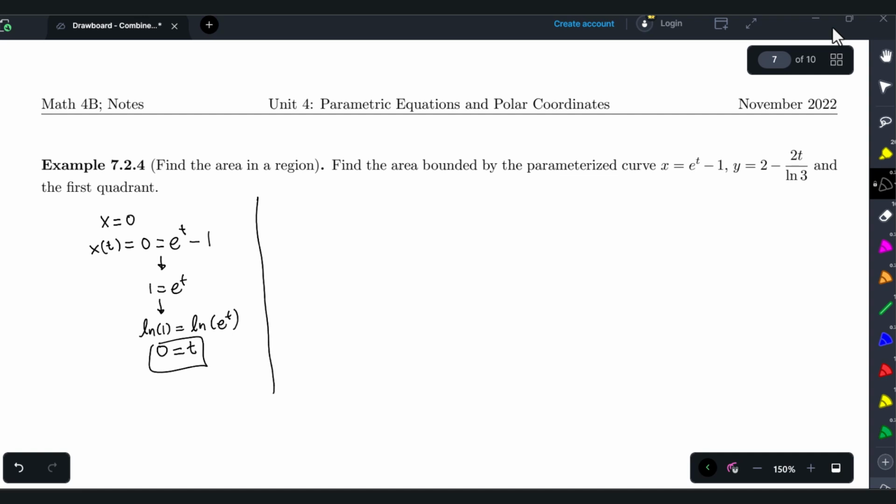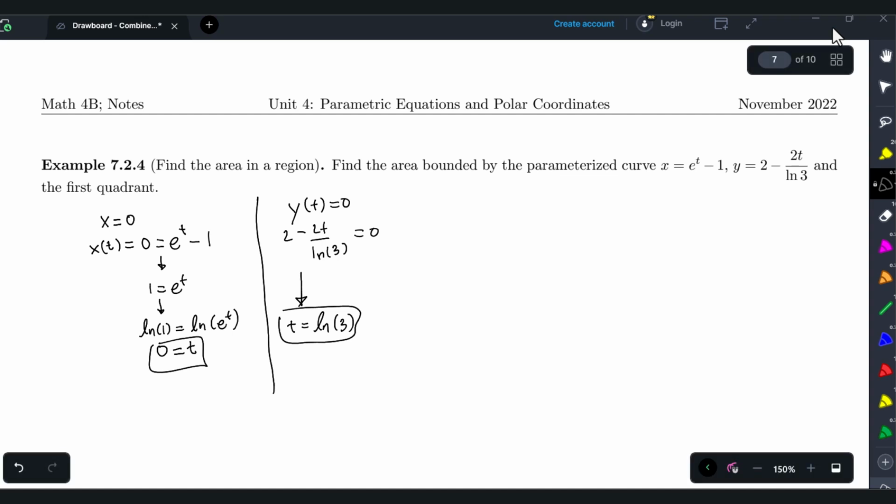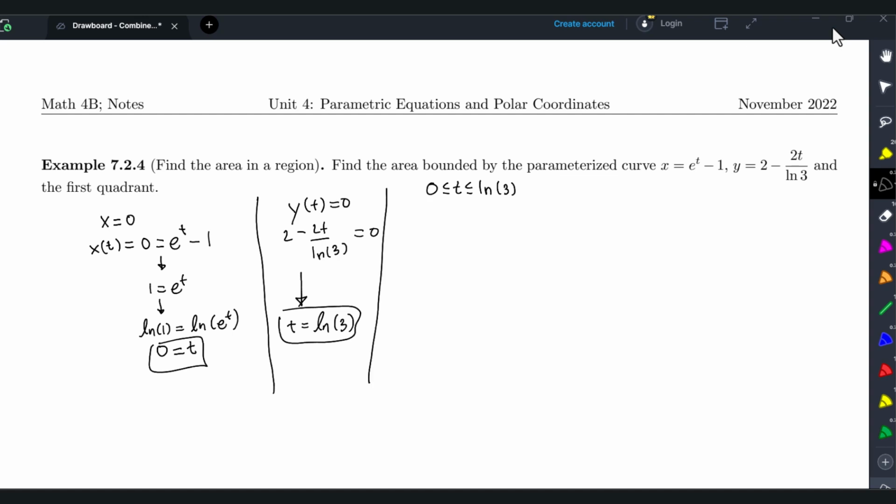Now I want to find my x-intercept, and that means my y-coordinate is equal to 0. So I set my y-coordinate equation equal to 0, and I solve. My second time parameter, which gets me to the x-intercept, is equal to the natural log of 3. This gives me my limits of the integral.